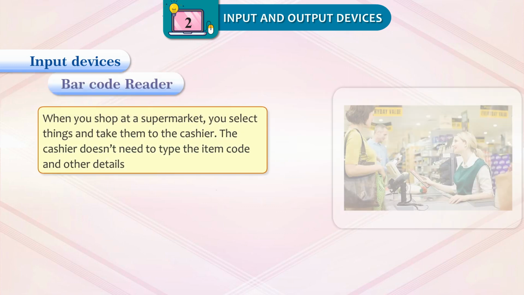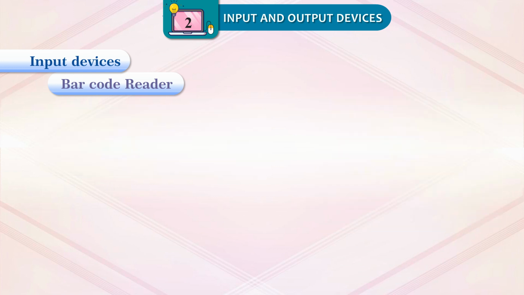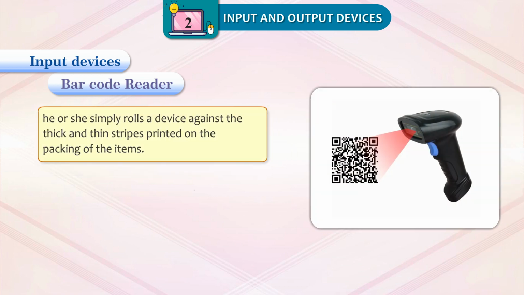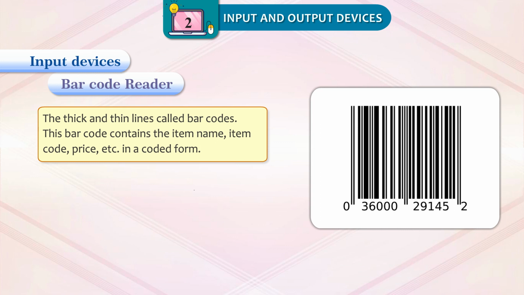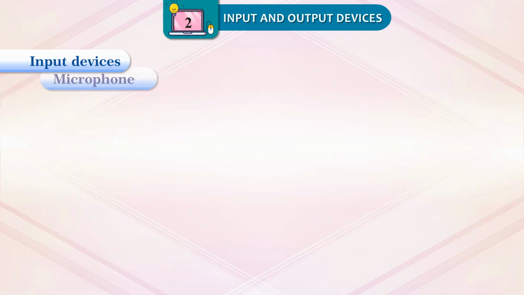Barcode reader. When you shop at a supermarket, you select things and take them to the cashier. The cashier doesn't need to type the item code and other details. He or she simply rolls a device against the thick and thin stripes printed on the packing of the items. The thick and thin lines are called barcodes. This barcode contains the item name, item code, price, etc. in a coded form. The device used to read barcodes is called a barcode reader.